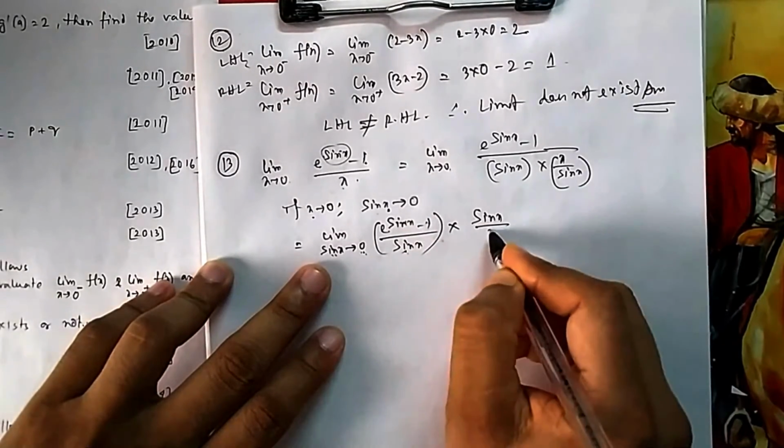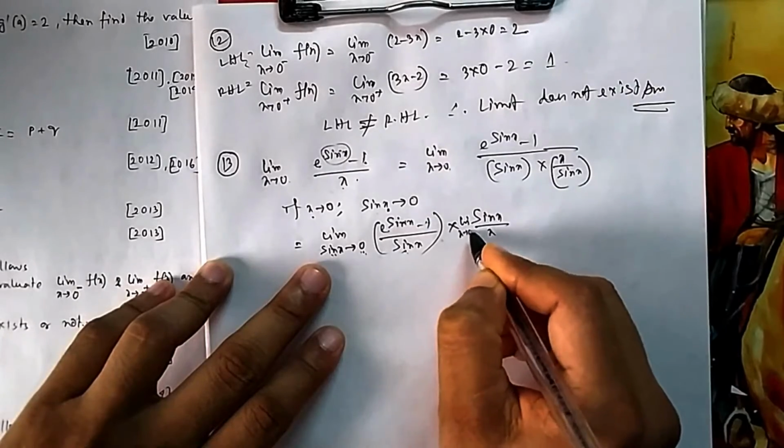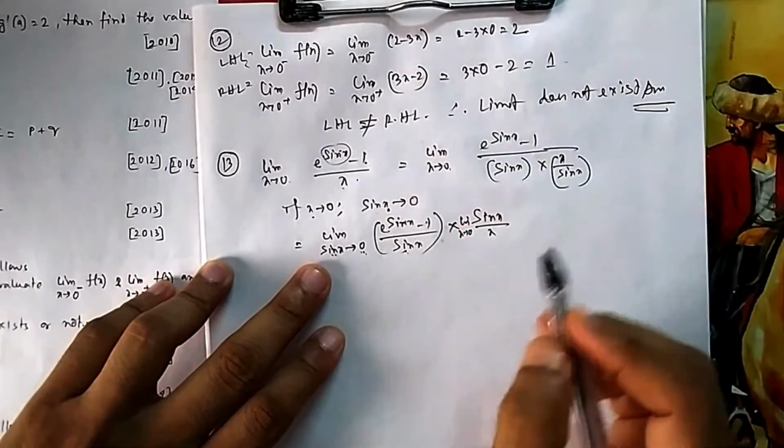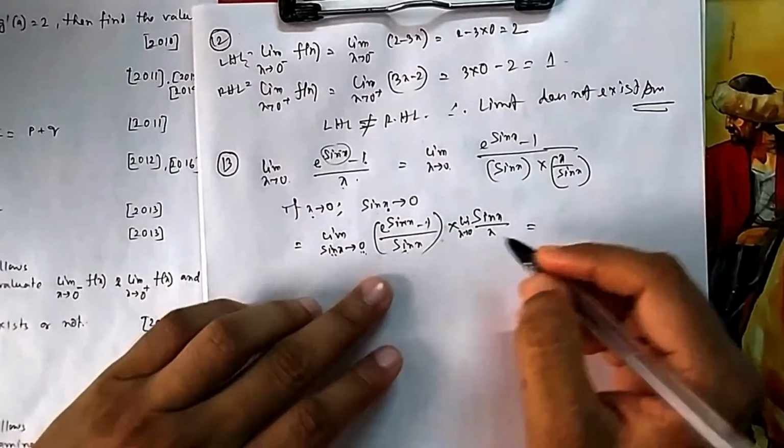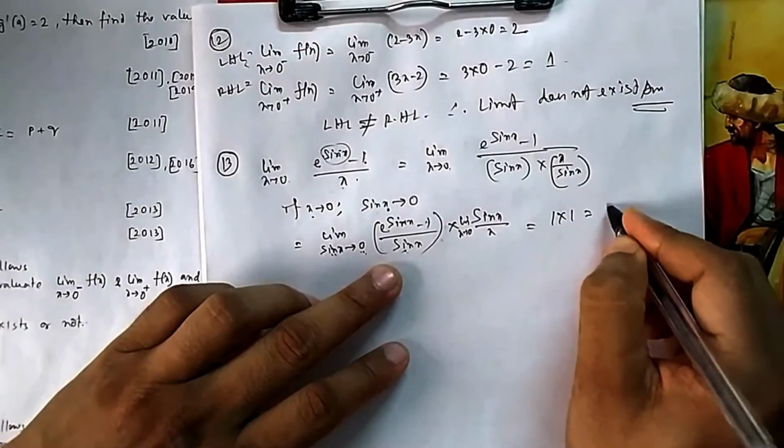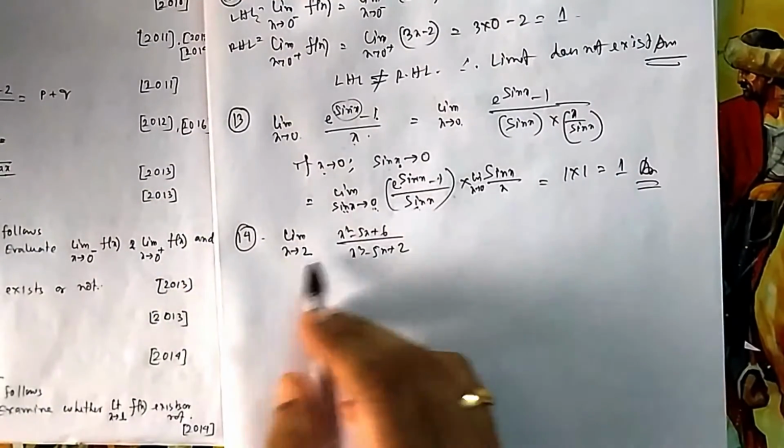And this is also sin x by x. And here also you can write one limit, because limit has a free pass. So one limit for this, one limit for this. So this is 1, this is also 1. So the answer is 1. So here it is given limit x tends to this one.